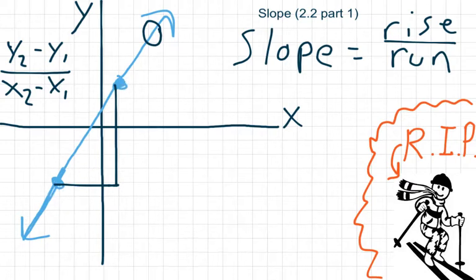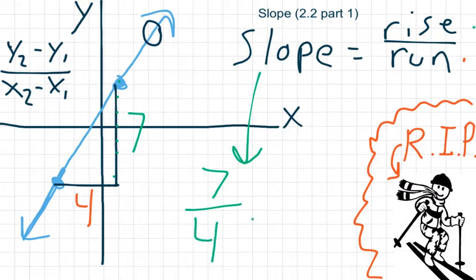Well, I went across 1, 2, 3, 4. So I'm going to label this 4. That's my run. And then my rise, I went up 1, 2, 3, 4, 5, 6, 7. So my rise was 7. So I should have gone up first, then over, but still you see I went up 7 over 4. So my slope then is just going to be 7 over 4.